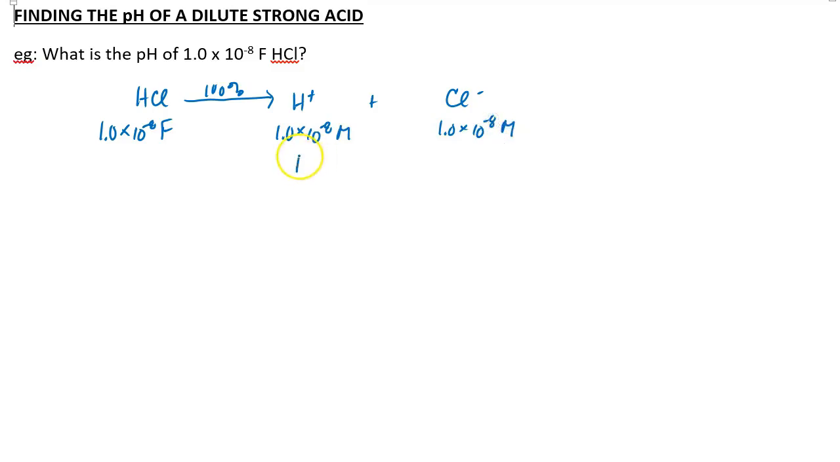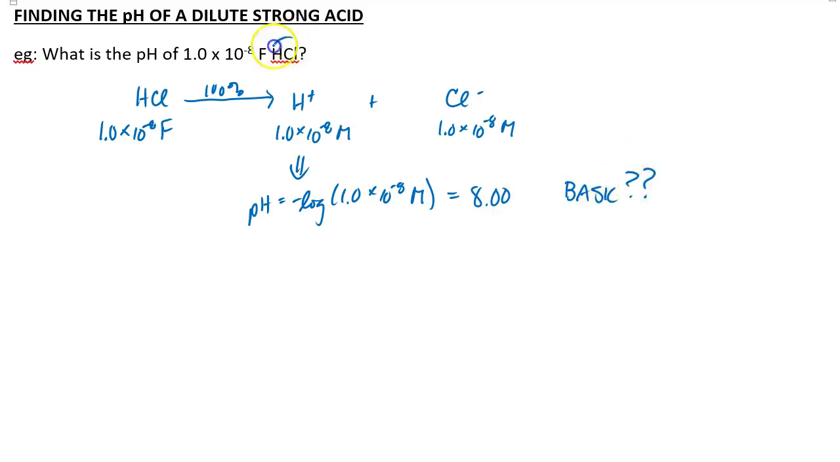And then you could say, well, the pH is the negative log of the hydrogen ion concentration, which is 1.0 times 10 to the negative 8th molar, and you get 8.00, right? 2 sig figs in the number means 2 digits in the mantissa of the answer. And then you start scratching your head because you got a basic pH for a strong acid. That can't be. We must have forgotten something, and what we have forgotten is another source of H+. We failed to consider H+ from the dissociation of water.